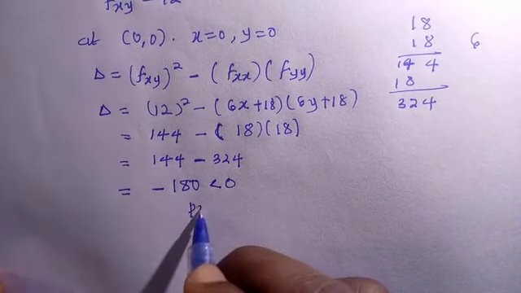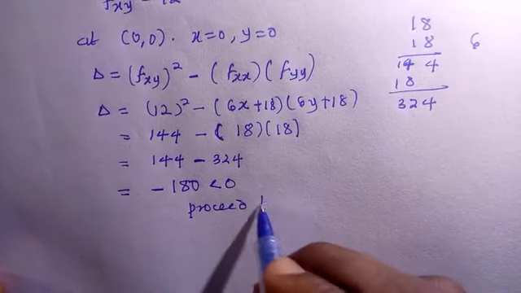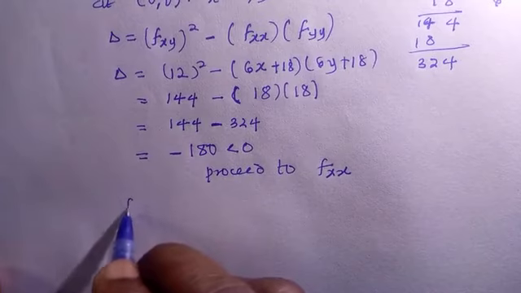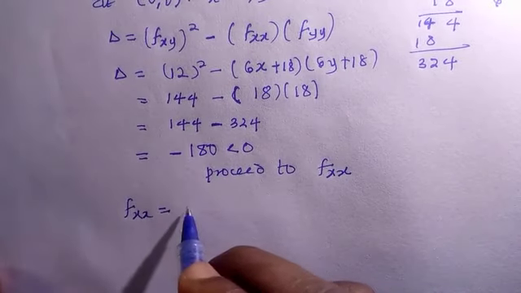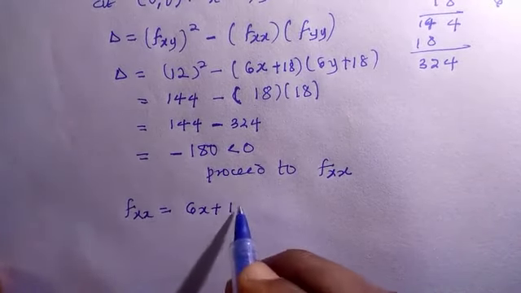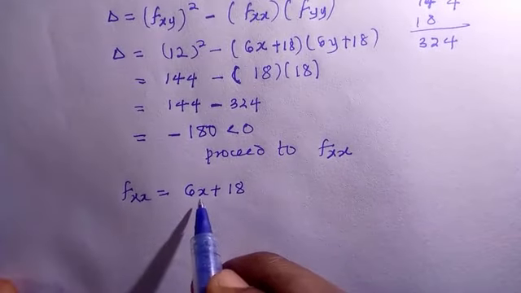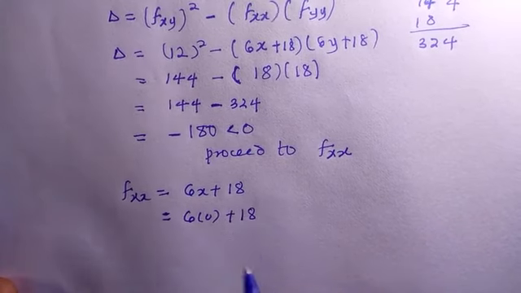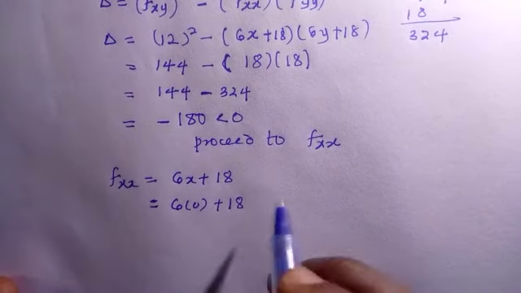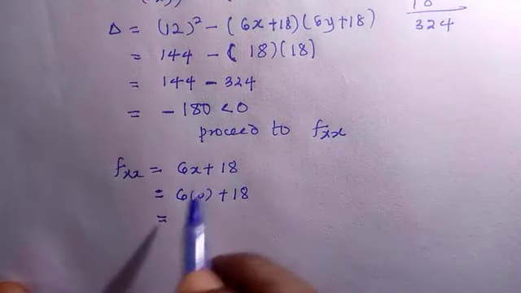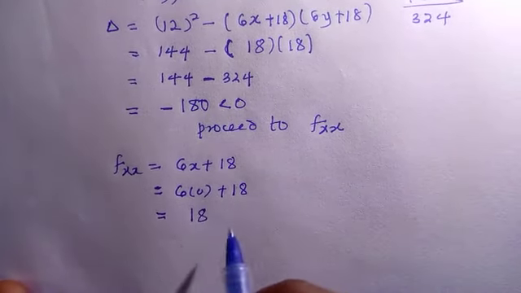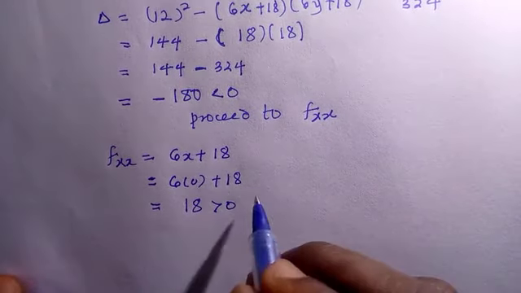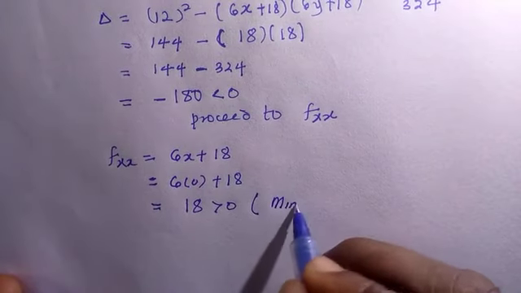So when you are testing and you get a negative value which is less than 0, you proceed to the second derivative, which is fxx, to check at the same point, which is 0, comma 0. And what is the value of fxx, which is 6x plus 18? At x equals 0, we have 6 times 0 plus 18, and everything becomes 18, and 18 is greater than 0. So if you get a positive value, it is a minimum point.